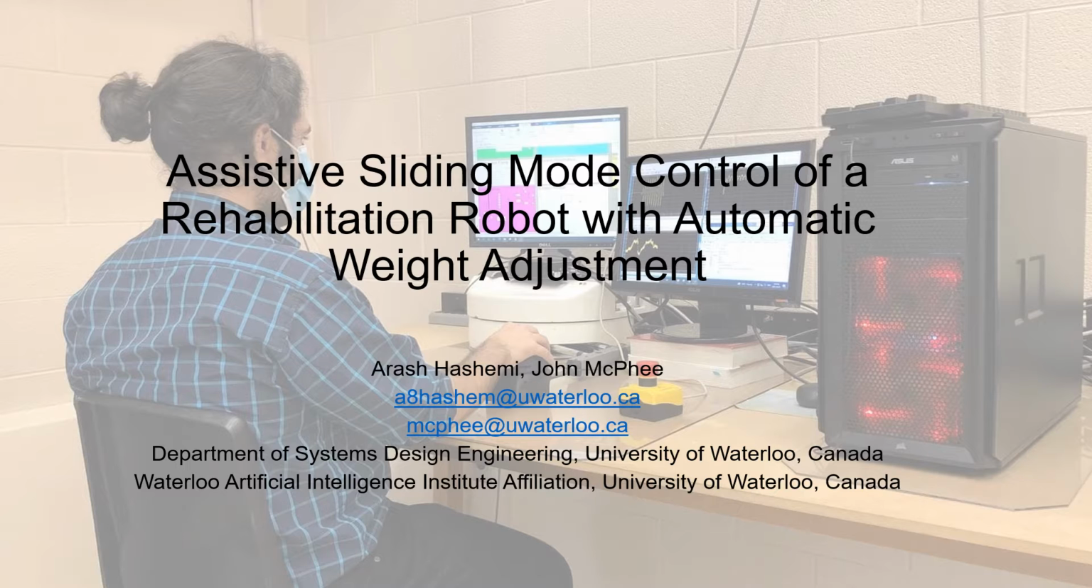Today, I'd like to present our recent simulation study with Professor John McPhee on assistive sliding mode control of a rehabilitation robot with automatic weight adjustment.